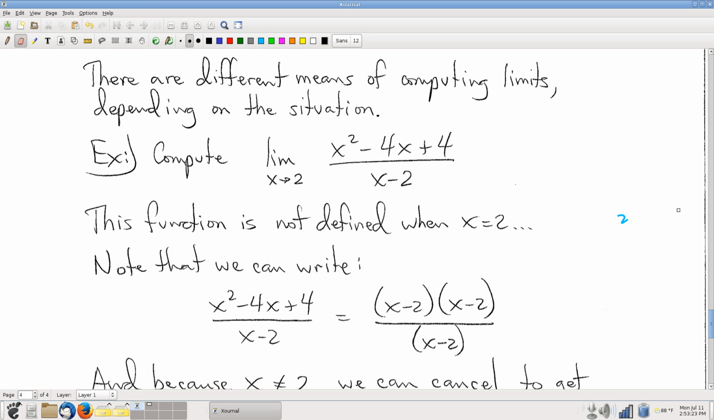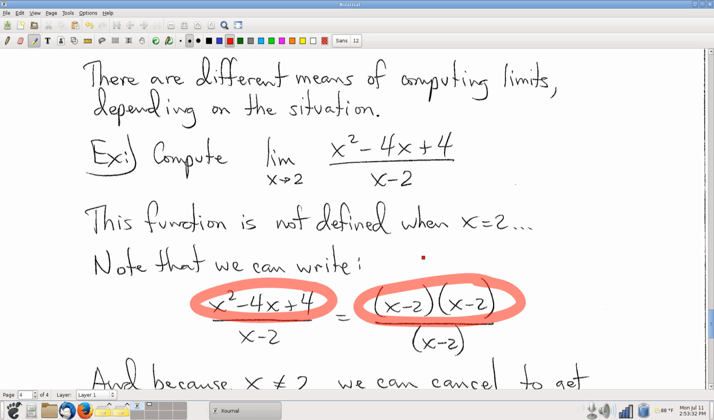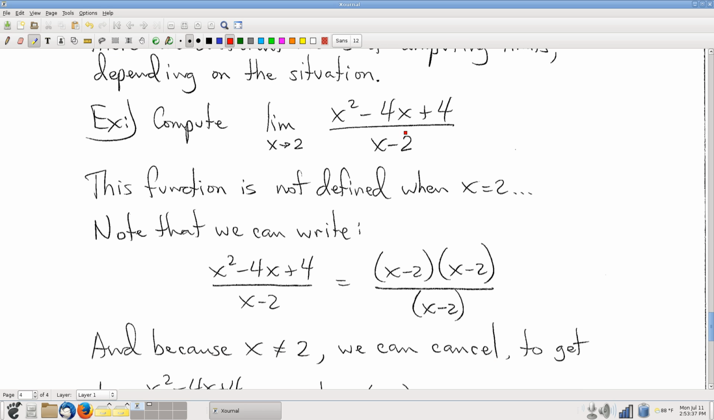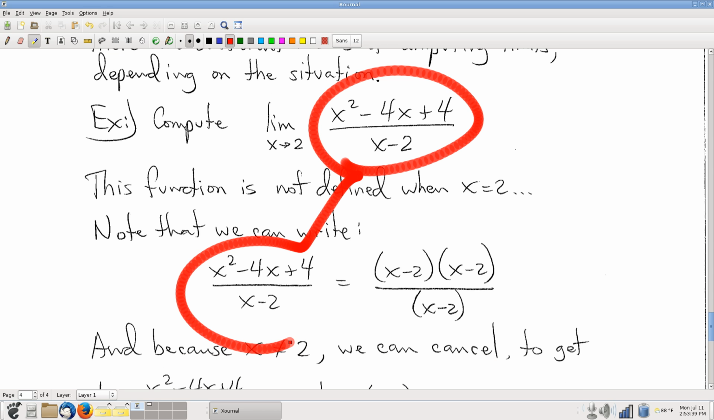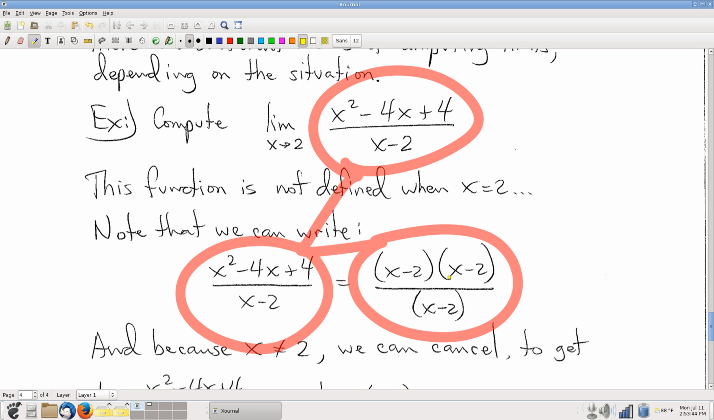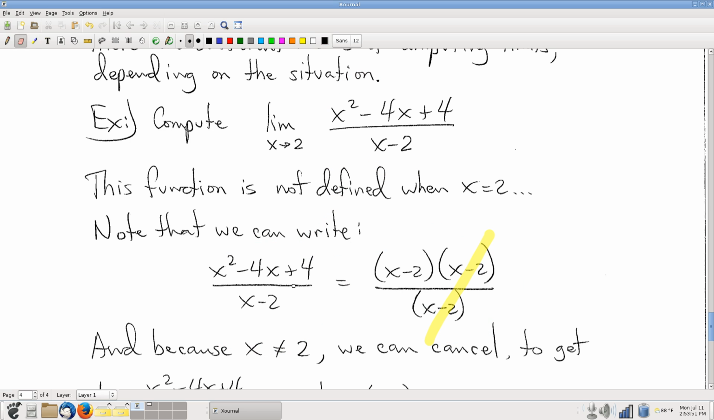Okay. Well, notice that it factors like so. And so this function here, whose limit I'm interested in, there's an opportunity here for a cancellation. We would like to just cancel the x minus 2's. Now, we have to be a little bit careful about that. What if x minus 2 were equal to 0? You're not allowed to cancel 0 over 0. It doesn't make any sense.